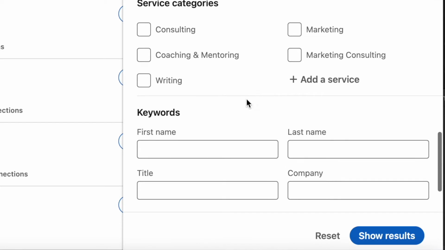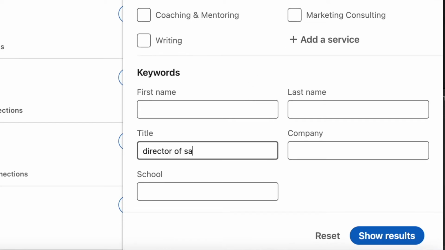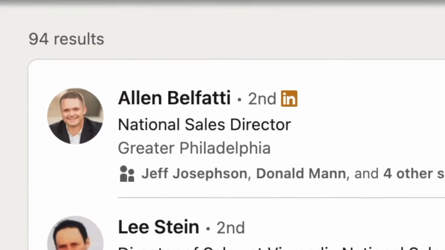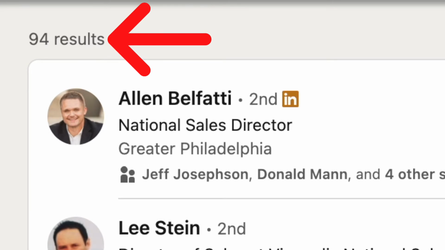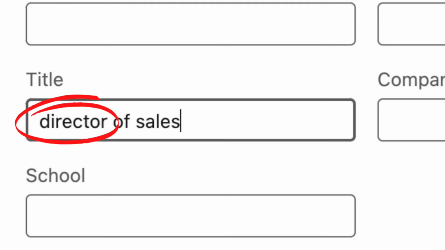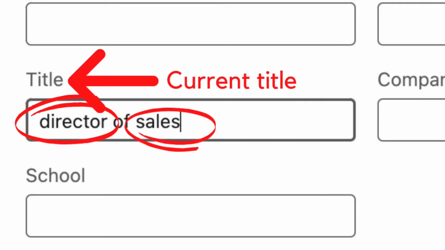Now, if we go to keywords and type in director of sales, we're coming out better than we did before, because now we only have 94 results instead of 10 million. I think that's a marked improvement. And you're already going to get better results because the word director and the word sales have to both appear in the person's current job title. But there's still a big problem here.